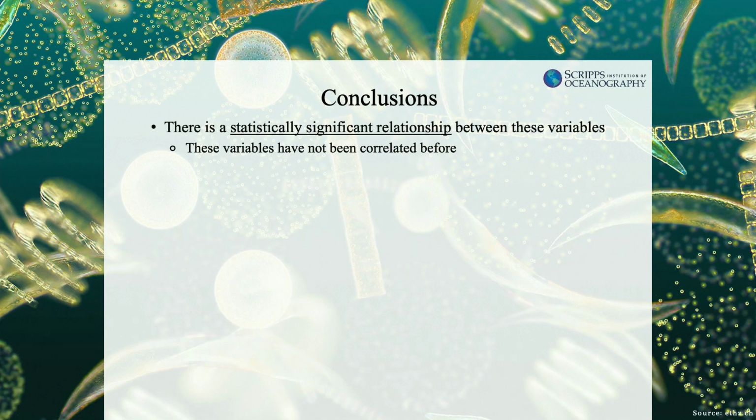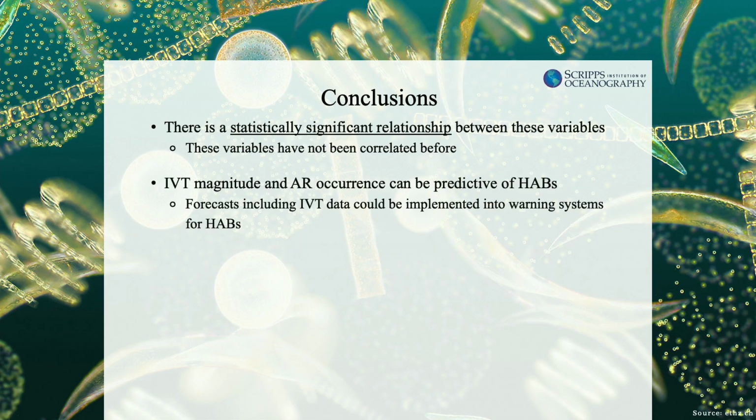So finally, this brings me to my concluding remarks. There is a statistically significant relationship between these variables, and this conclusion does bear a heavy weight because these variables have not been correlated before, so these conclusions are broadening our understanding of how atmospheric rivers can interact with the ecosystem. We also saw that IVT magnitude as well as atmospheric river occurrence can be a predictive variable for harmful algal blooms, and this means that forecasts including IVT data can be implemented to increase the effectiveness and accuracy of harmful algal bloom warning systems, and this could possibly avoid some health issues and economic loss.